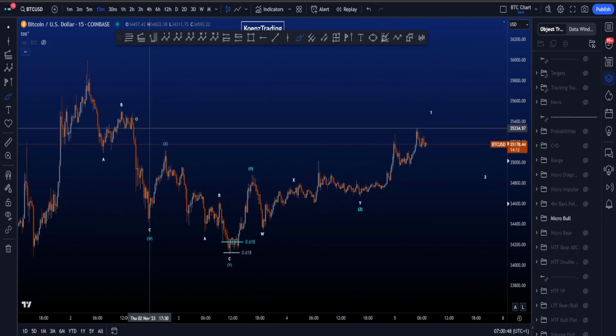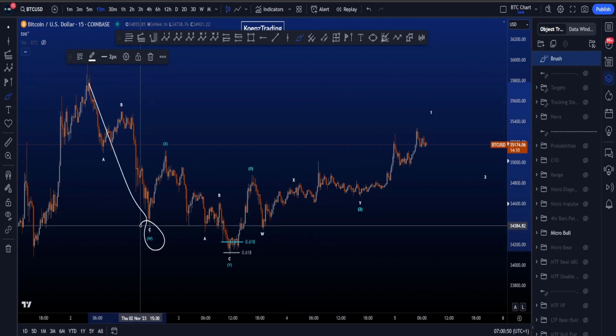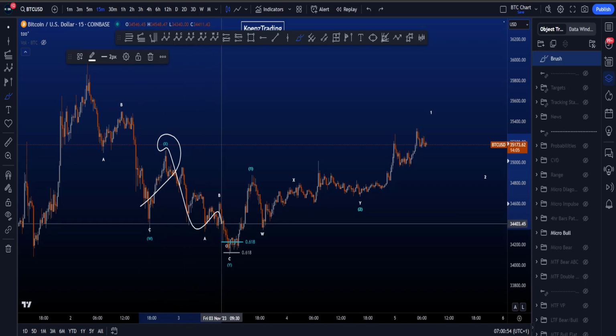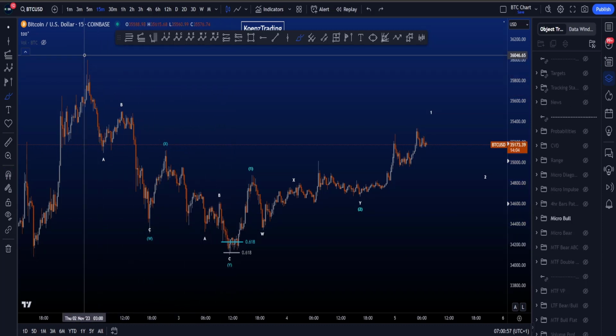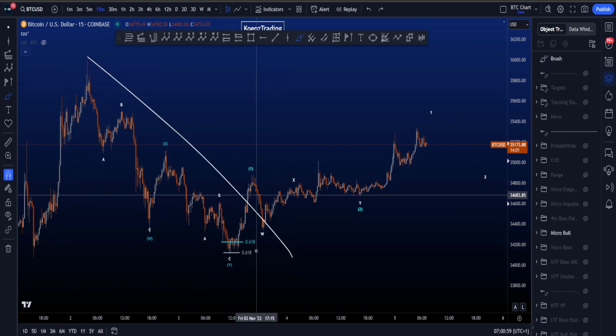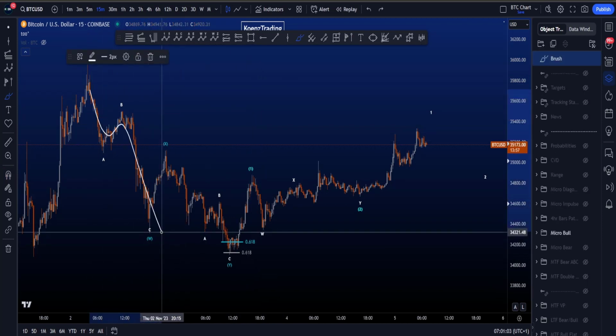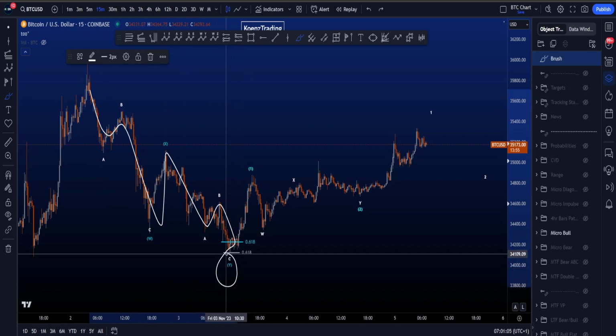So in this particular scenario, we then have over here a wave W in an ABC, wave X over here being a zigzag as well, and then a Y in an ABC as well. But this is a sharp WXY, not a sideways. So this is also called a double zigzag, and then a zigzag W, X, zigzag in wave Y, finished.